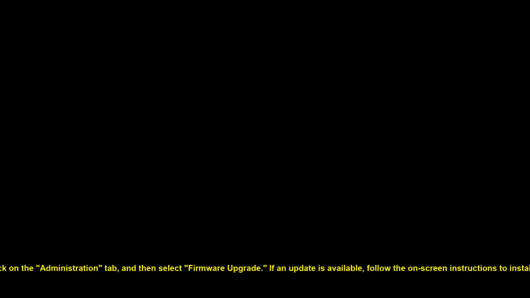Next, check for any available updates for the router's firmware. Click on the Administration tab, and then select Firmware Upgrade. If an update is available, follow the on-screen instructions. After updating, return to the AI Protection section to ensure that the features are still enabled.